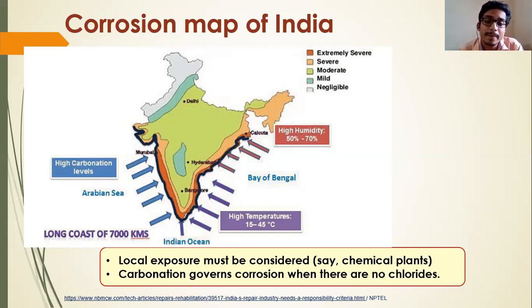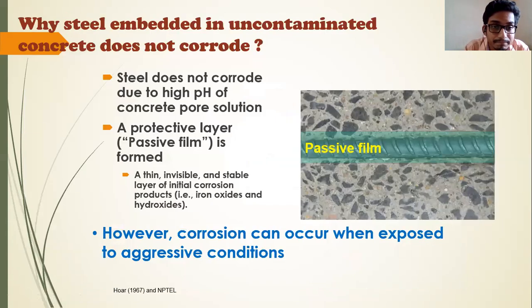If you see the map of our India, you can understand. The markings have been given over there, so you can see how much the coastal area may be prone to corrosion. So based on this, we have to take different adaptive measures at the time of construction and the time of doing repair work as well.